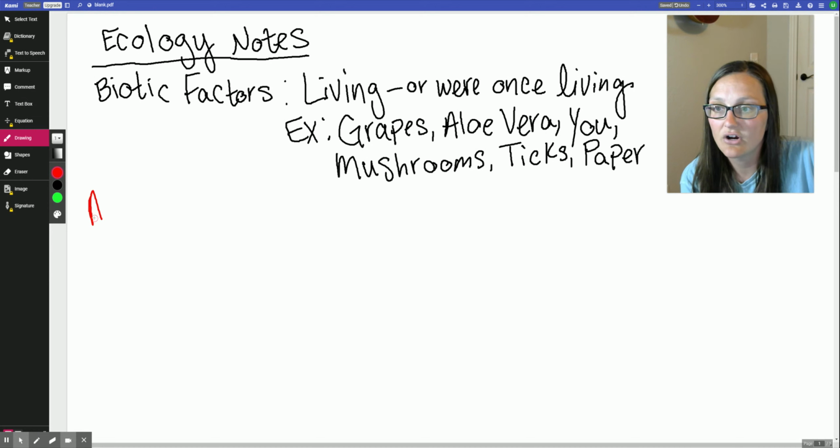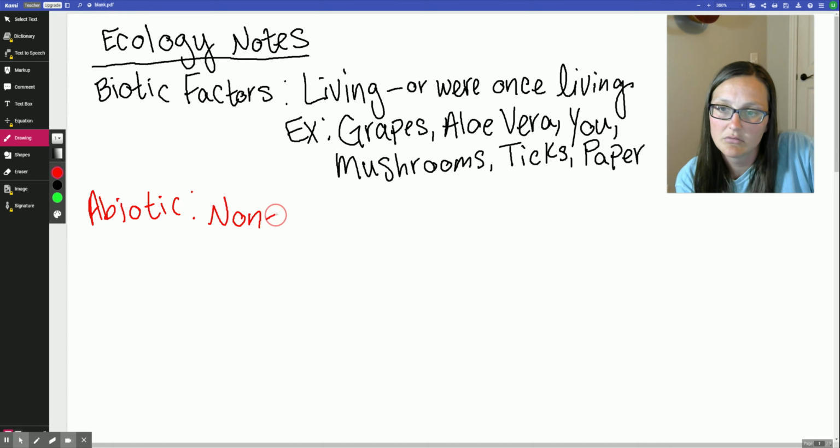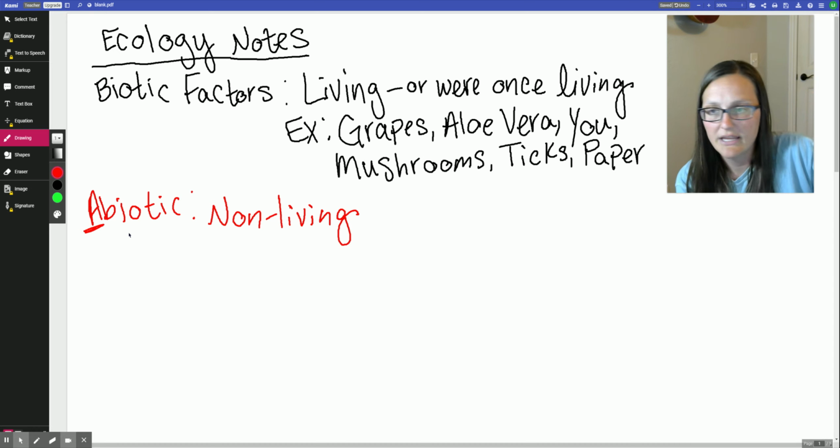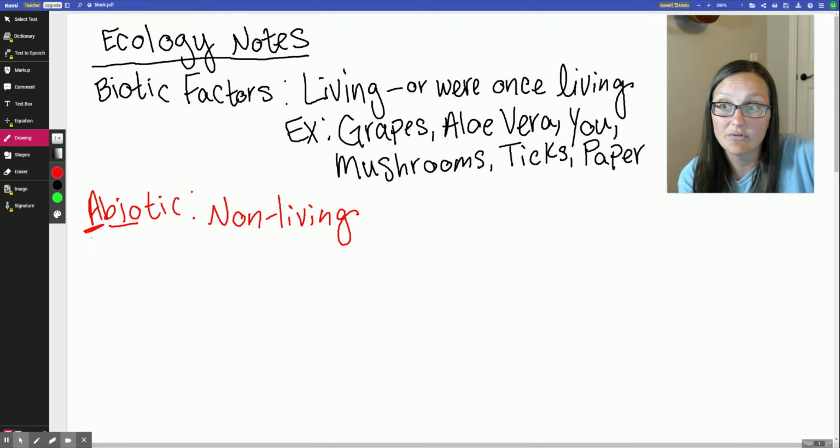All right, so then there are abiotic factors. Abiotic means non-living. Well, how would you know that? Remember the prefix a at the beginning of a word means non or without, and then bio would be our root word there. Bio means life, and so it would be without life, and thus it's non-living and has never been living.